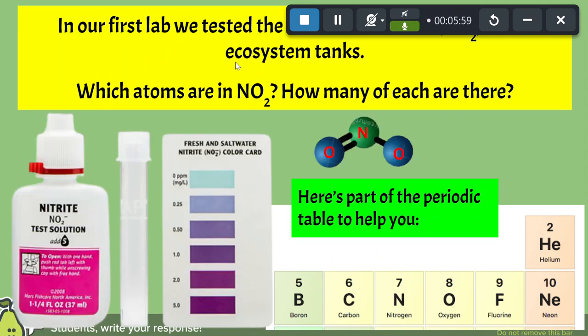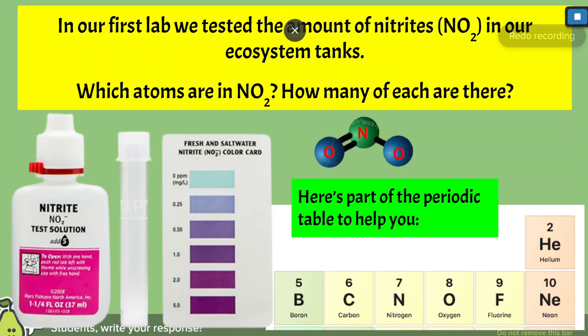Okay, so again, in the first lab, we tested our tanks, our ecosystems, for the amount of nitrites that were in there. Nitrites, that's NO2. So we have one N and two oxygens. That lower 2 is telling us the number of oxygens, and it makes a molecule kind of like that.